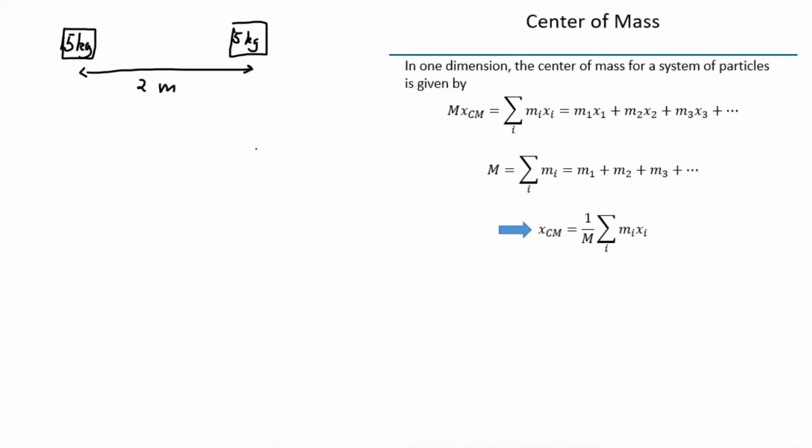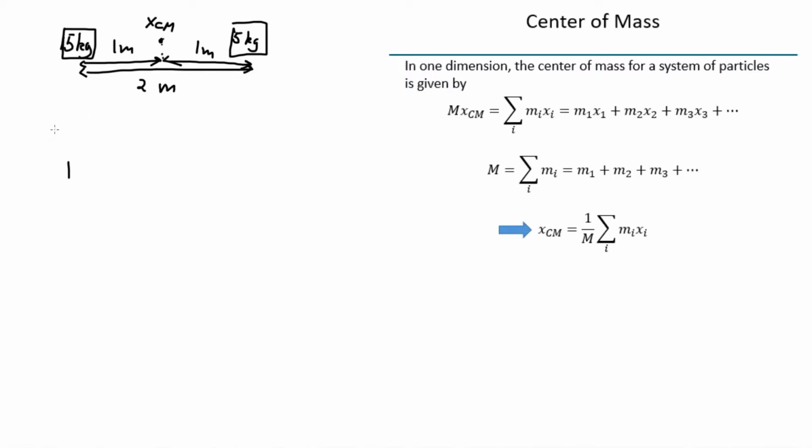Let's say we have two equal masses. Say they're both 5 kilograms and they're separated by a distance of 2 meters. If we want to figure out where the center of this system is, the point that's right in the center of this system of masses, well, it's pretty clear that it's going to be halfway between the masses. So for this system, it makes sense that our center of mass position, x center of mass, should be halfway in between. It should be 1 meter away from that left mass and 1 meter away from that right mass.